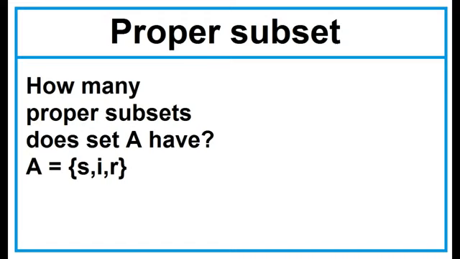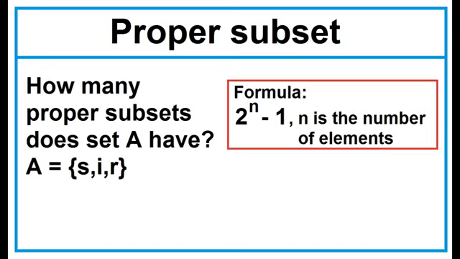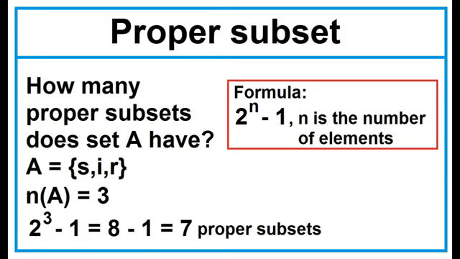How many proper subsets does set A have? Since the set itself is not a proper subset, the formula is 2 to the power of n minus 1, where n is the number of elements. The cardinality of set A is 3. Using the formula, 2 to the power of 3 minus 1 equals 8 minus 1 is 7.